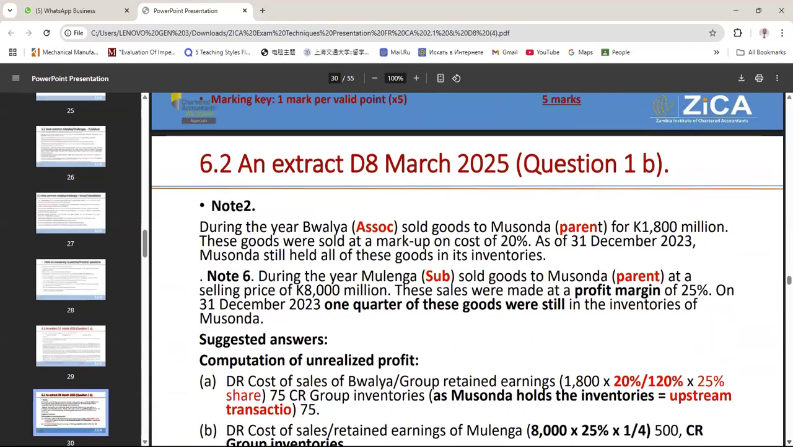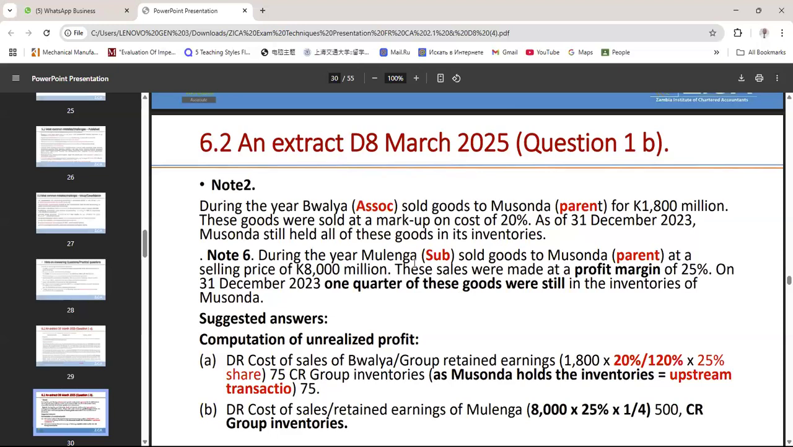Again, from the same question, this is very, very important. I only picked 2 notes, note 2 and note 6, because that's where most students made a mistake. During the year Waria, an associate, sold goods to Musonda, the parent, for 180. These goods were sold at a markup of 20%. As at 31st December, they were still in inventory. What they were supposed to do is compute unrealized profit. You get 108. Then you were supposed to change 20 to margin, so it will be 20 over 120. That was the starting point. That's why most students multiplied directly. Just by showing 1.8, half mark; 20 over 120, half mark.